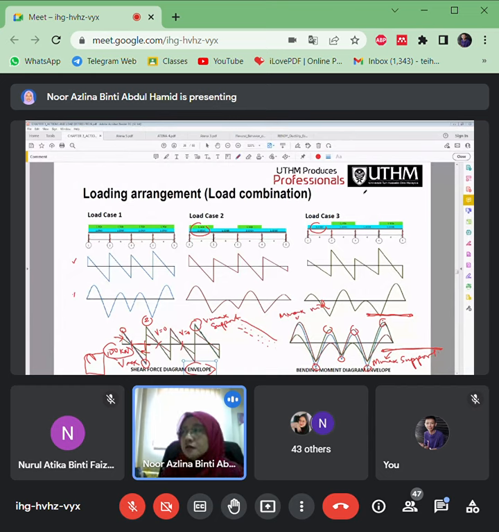Okay, so if you look at these cross sections of a continuous beam, so let's say this is the support, this is the support. So we have main reinforcements at the support, and also we have main reinforcements at the midspan. Okay, so this is how we design. So this is max for the support, while this is for the midspan.